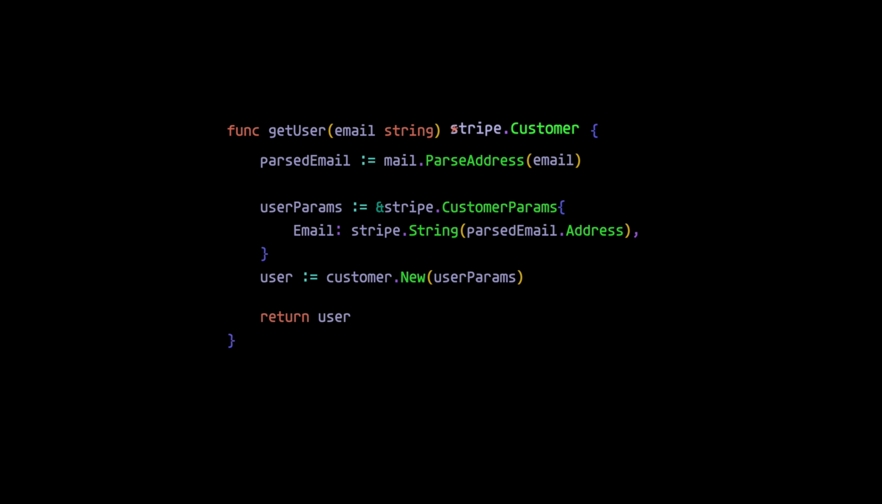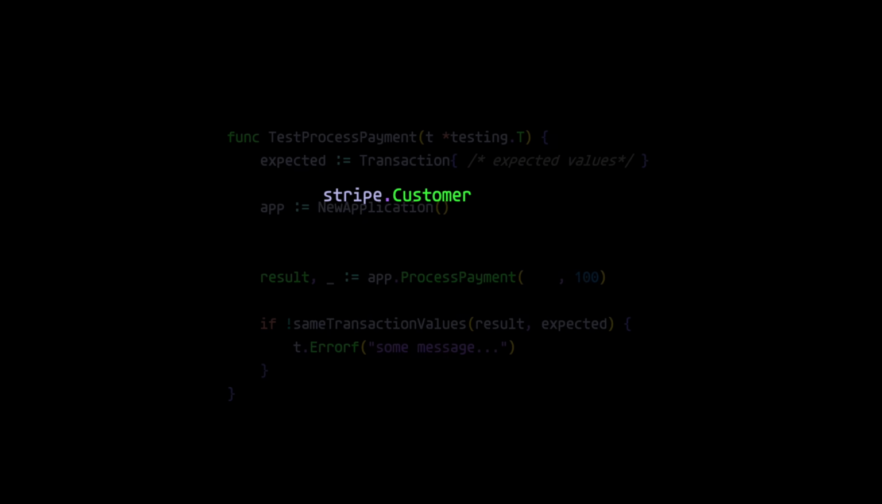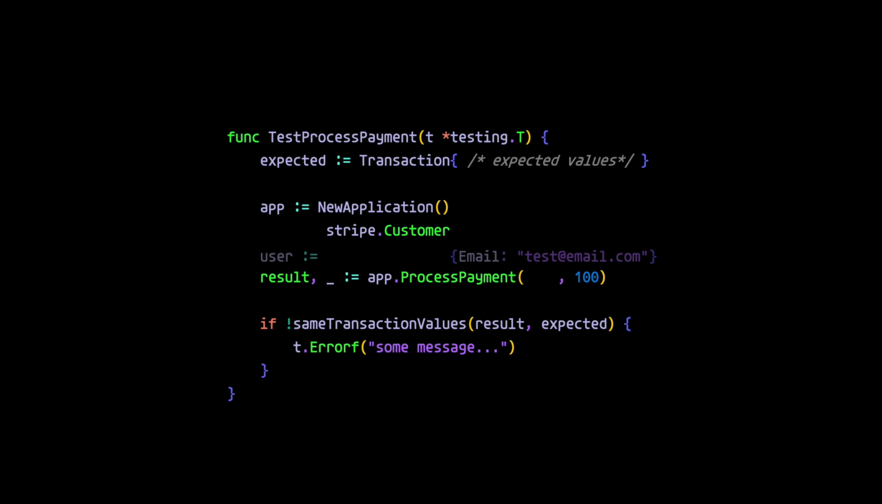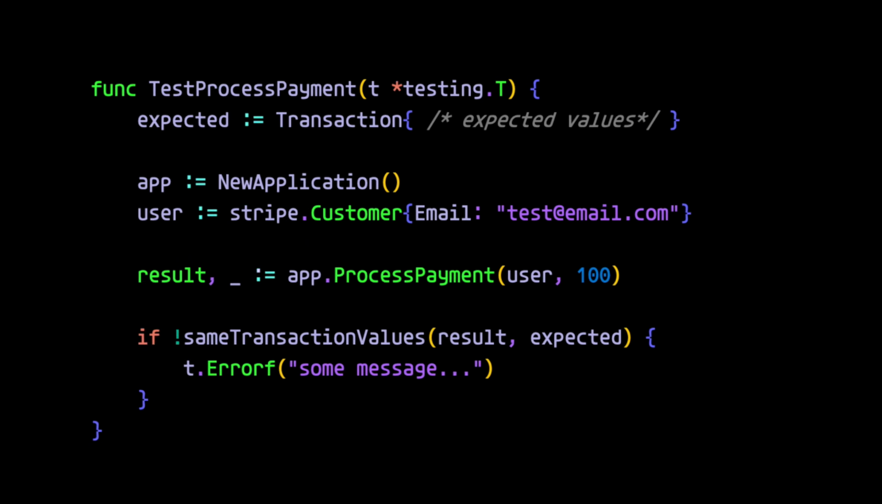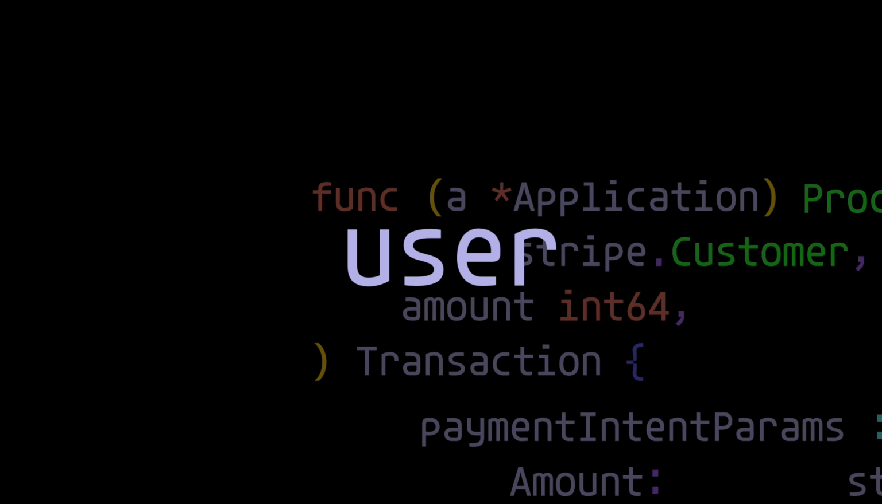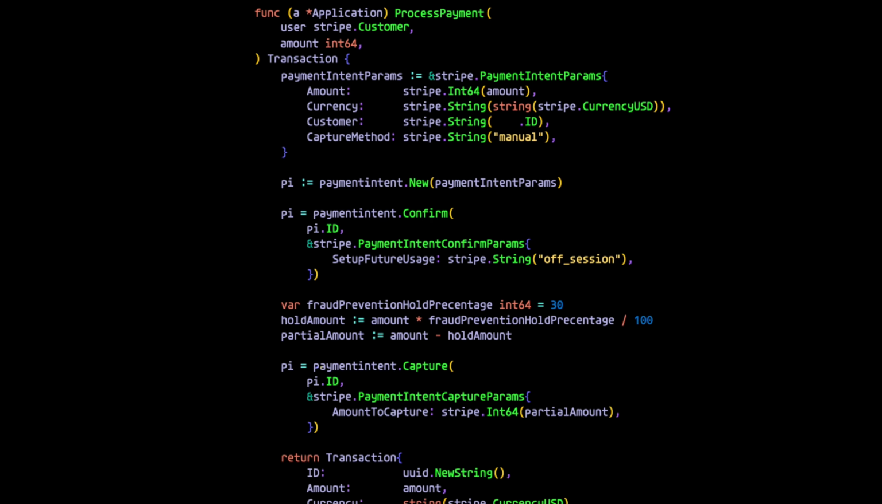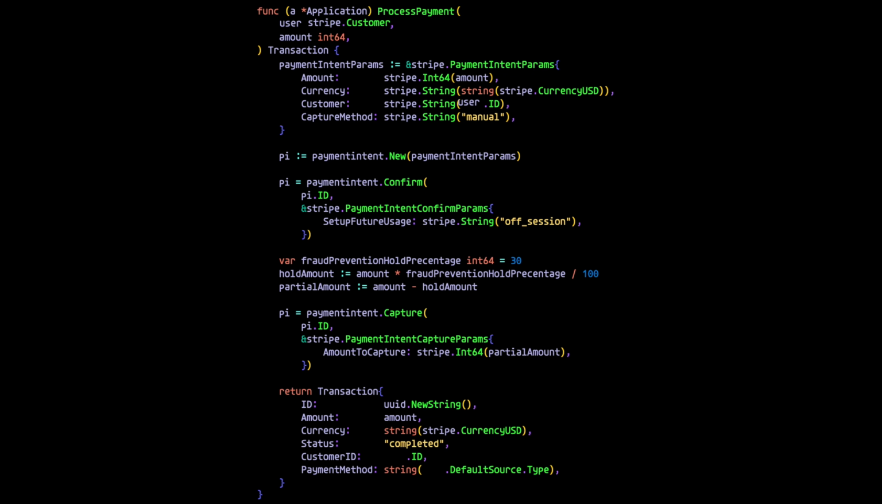Now, when looking at this getUser function, you'll see that the type returned from this function is stripe.customer. So in our test, we can create a dummy user of this type without ever calling the Stripe API and pass that into process payment in place of the user email. And obviously, we'd need to change our process payment function signature to take in that particular type as the user. And from there, we can simply use that user throughout the function.